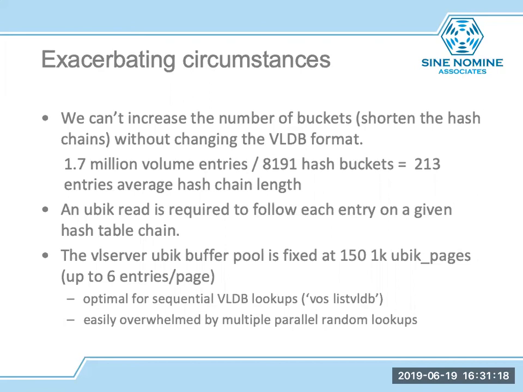So the next complicating part of this whole process is that, as I mentioned, VLserver does do buffering. It has a small buffer pool of 150 Ubik pages. This is configured at build time. There's no option to change this on the VLserver as there is on some of the other servers. I believe this is configurable on FileServer, but that's not an Ubik buffer, it's a directory buffer.